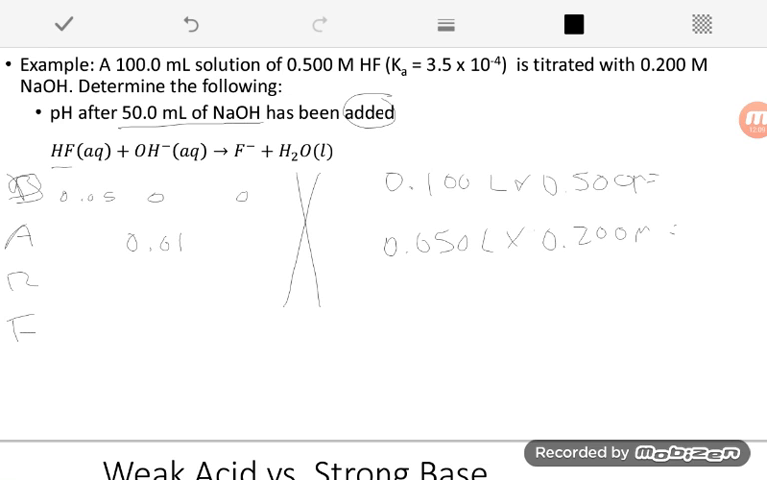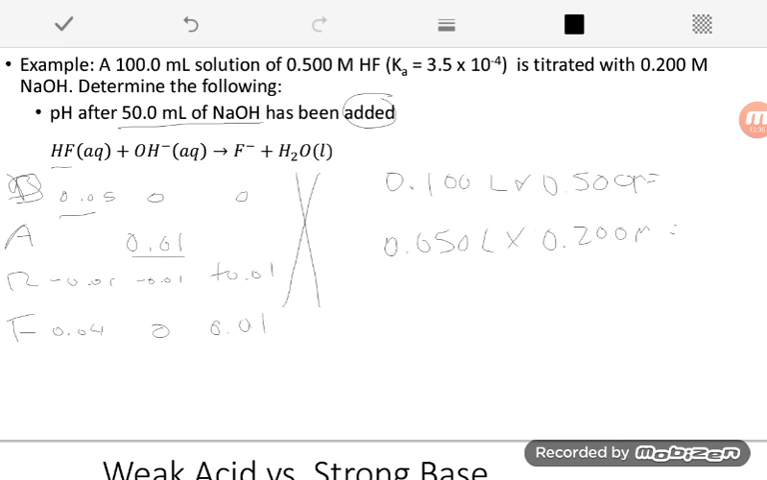And so now I'm going to do the same thing I always do. I'm going to compare these two values and pick the smaller one, which in this case is the 0.01. So I'm going to subtract, and I'm going to have to add it to the product side, right? Because that's a product, my F-. So I'll end up with 0.04 of my HF. I won't have any hydroxide left, and I'll have 0.01 of this left.